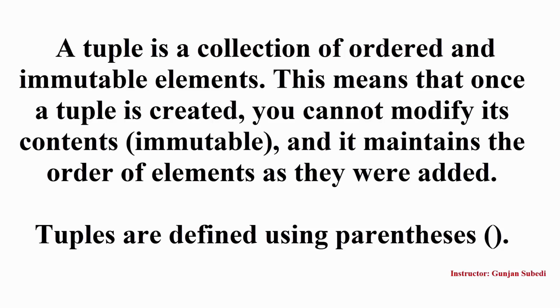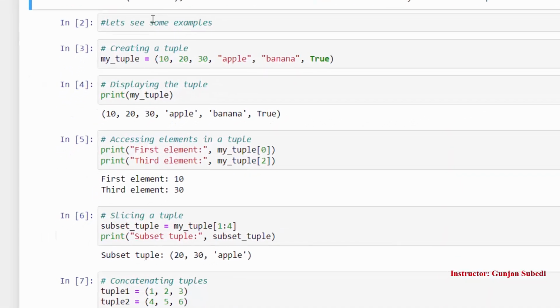A tuple is a collection of ordered and immutable elements. So what does this mean? This means that once a tuple is created, you cannot modify its content. That means immutable, and it maintains the order of the elements as they were added. Tuples are defined using parentheses. Let's see some examples.